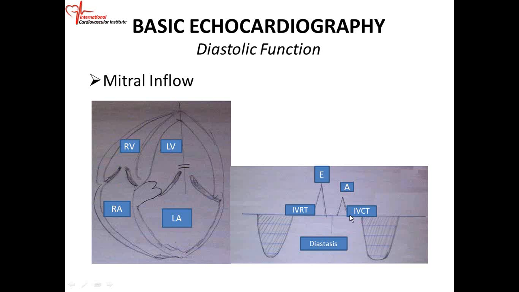But the period of time between mitral valve closure and the aortic valve opening is called the IVCT. So the mitral valve closes here, and then the aortic valve opens right there. That's what we call the IVCT, isovolumic contraction time. So that's in systole though. So diastole comprises the IVRT, E velocity, diastasis, and the A velocity. That is the diastolic period.